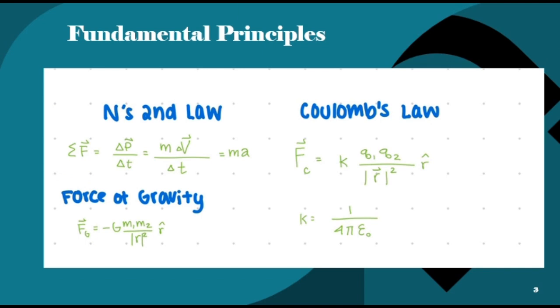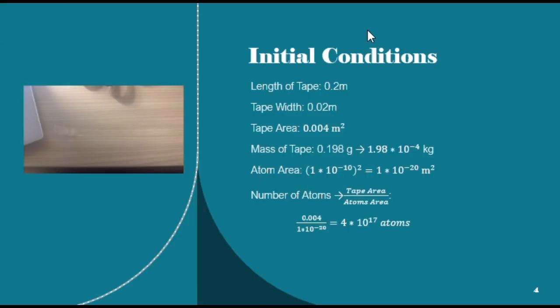These were some of the fundamental principles that I used. Newton's second law, force is equal to change in momentum over change in time, and also mass times acceleration. I also used the force of gravity, which was equal to mg in this case, and Coulomb's law: the two charges over the magnitude of the distance between the two squared, times k. In this case, k was 1 over 4 pi epsilon naught.